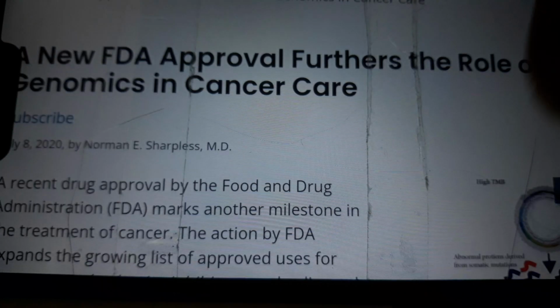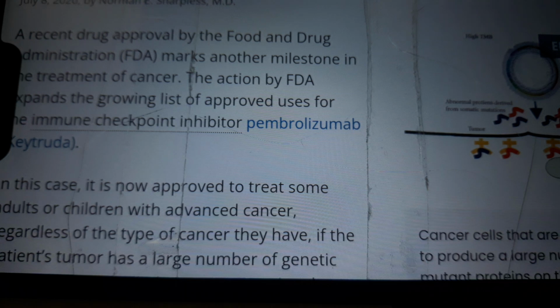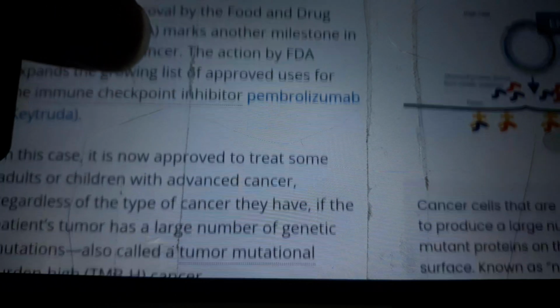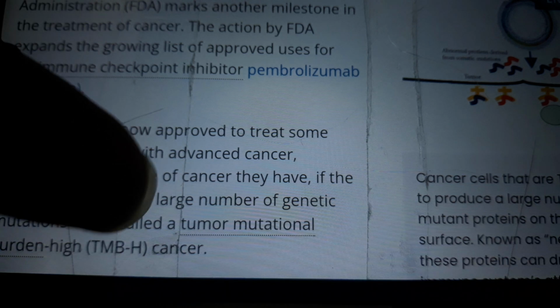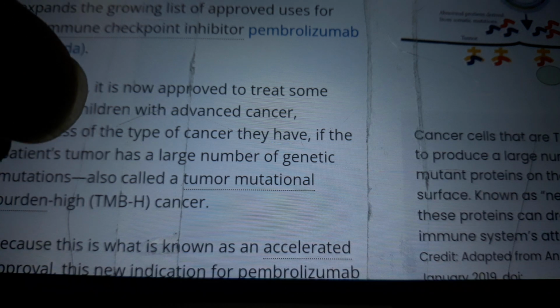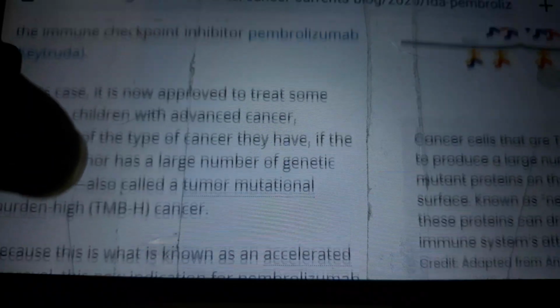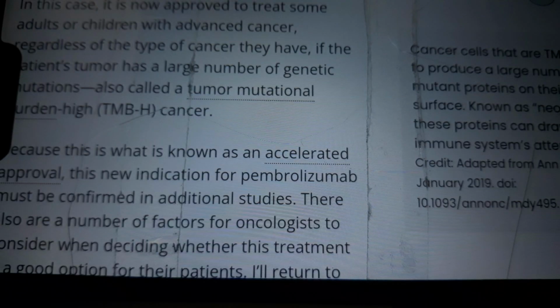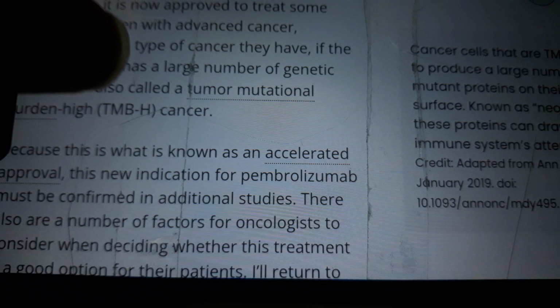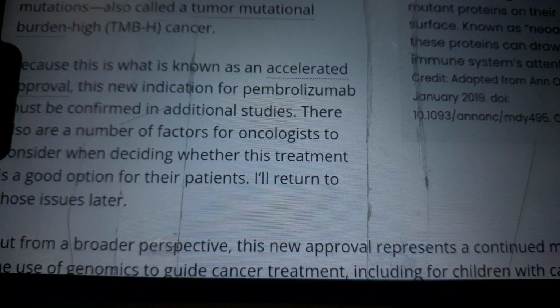So a new FDA approval furthers the role of genomics in cancer care. A recent drug approval by the FDA makes another milestone in the treatment of cancer. The action by the FDA expands the growing list of approved uses for the immune checkpoint inhibitor pembrolizumab, or Keytruda. In this case, it is now approved to treat some adults or children with advanced cancer, regardless of the type of cancer they have, if the patient's tumor has a larger number of genetic mutations, also called a tumor mutational burden, high TMB-H cancer.